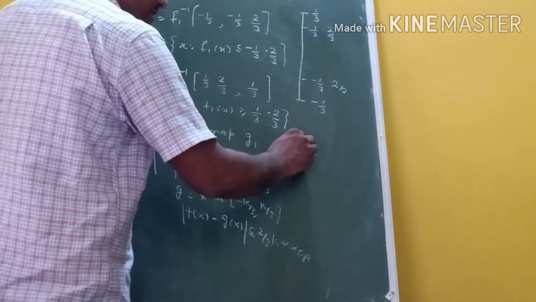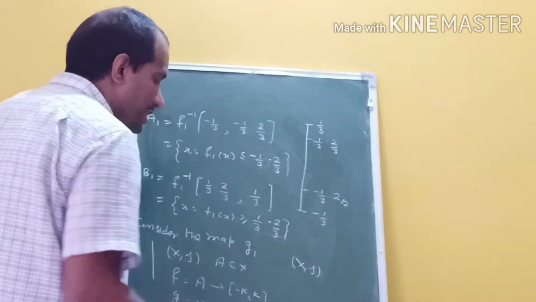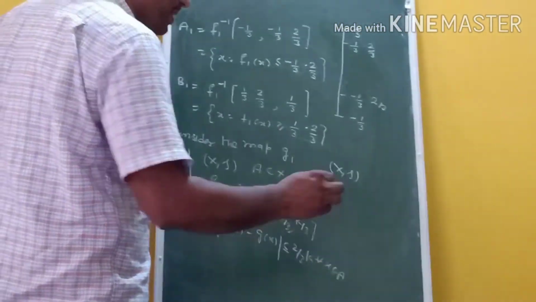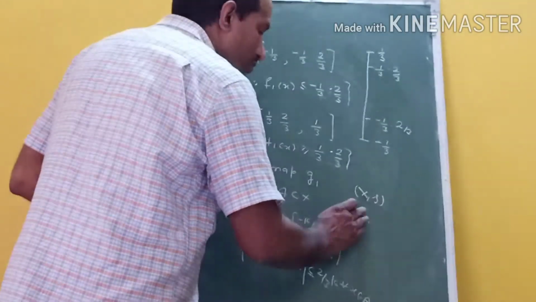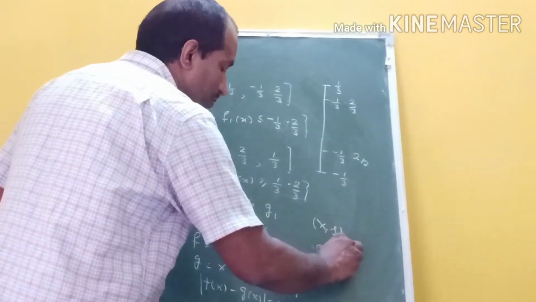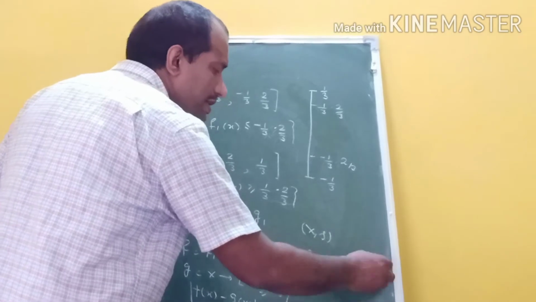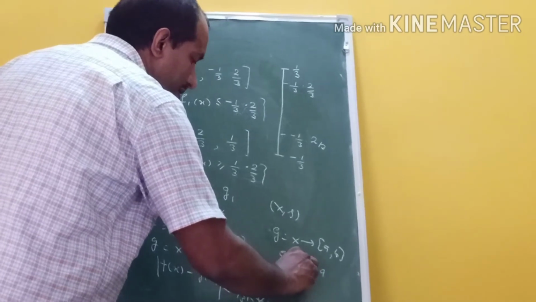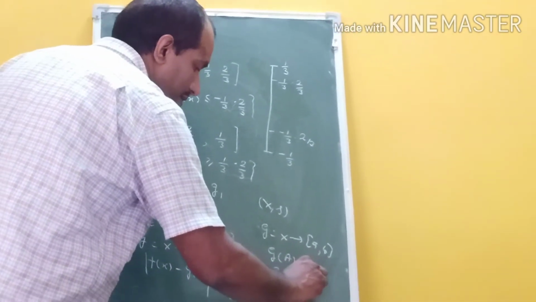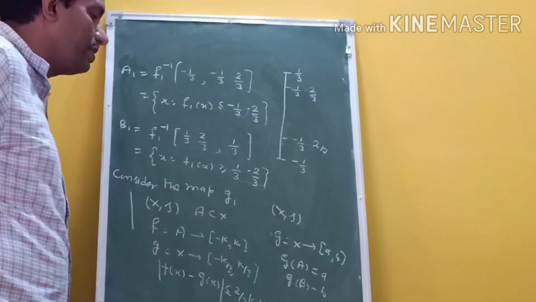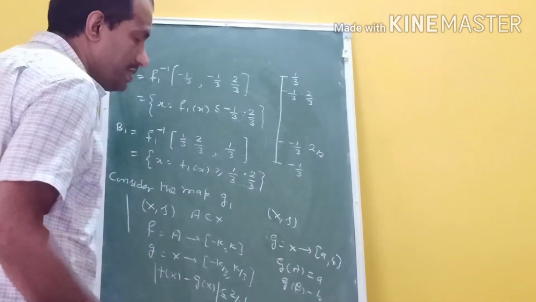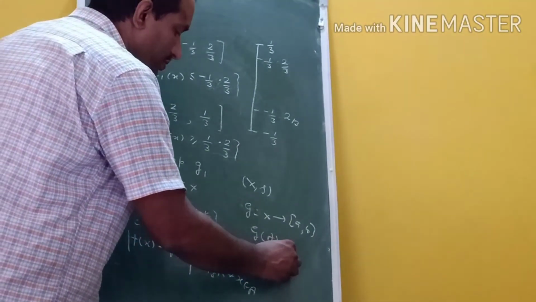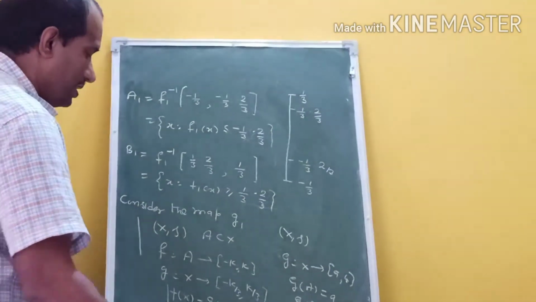Now Urysohn's lemma states that X, T is a topological space. A topological space X, T is normal if and only if for every pair of disjoint closed subsets A and B of X there exists a continuous map G from X to [a, b], you can also write [0, 1], such that G of A is equal to a and G of B is equal to b. The topological space X, T is normal if and only if for a pair of disjoint closed subsets A and B of X there exists a continuous map G from X to [a, b] such that G of A is equal to a and G of B is equal to b. Using this result, we consider the continuous map.